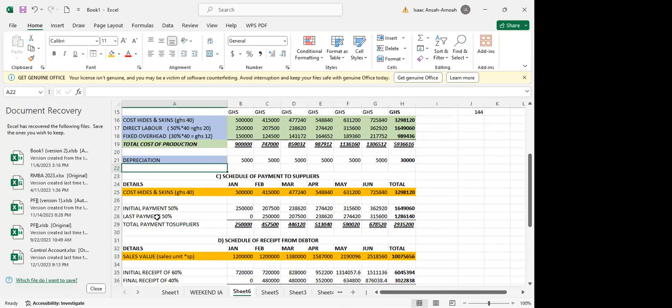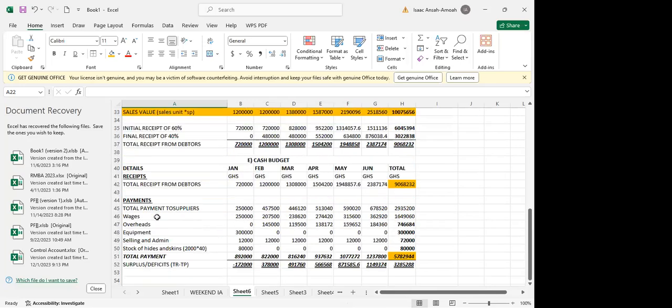Wages, labor in relation to direct labor. The question says wages are paid as they are incurred. So if you are paying wages as we incur them, then whatever you owe as labor for January, you pay for it, labor for February, you pay for it, and you go through the same process for the rest of the months. That's the conversation on wages.